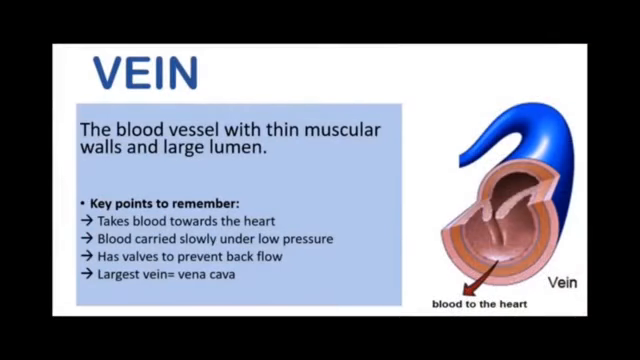All veins carry deoxygenated blood from body organs to the heart except for the pulmonary vein. Veins have a large lumen and less pressure than an artery. The walls of veins are thin and valves are present.